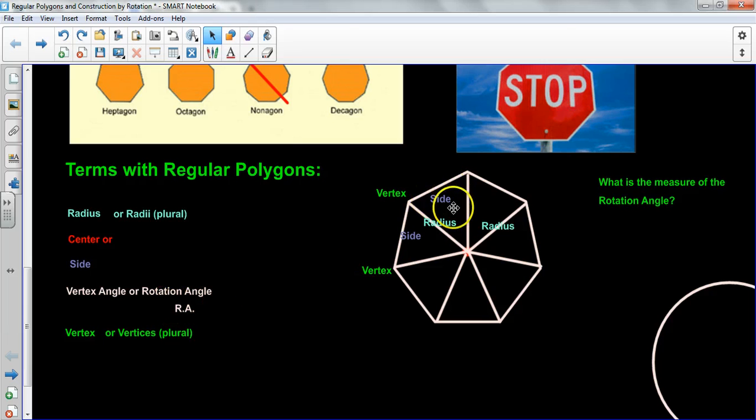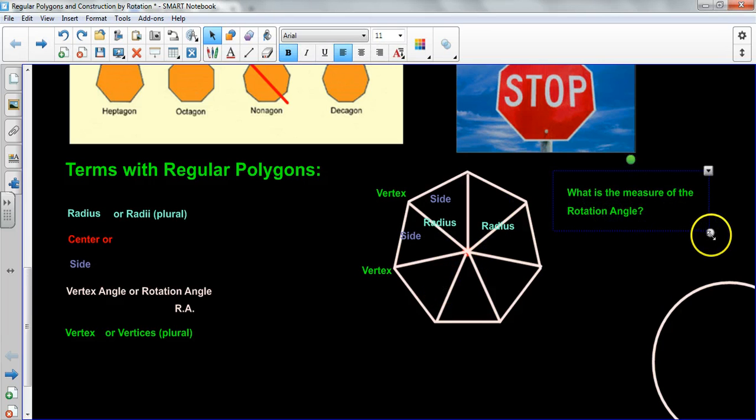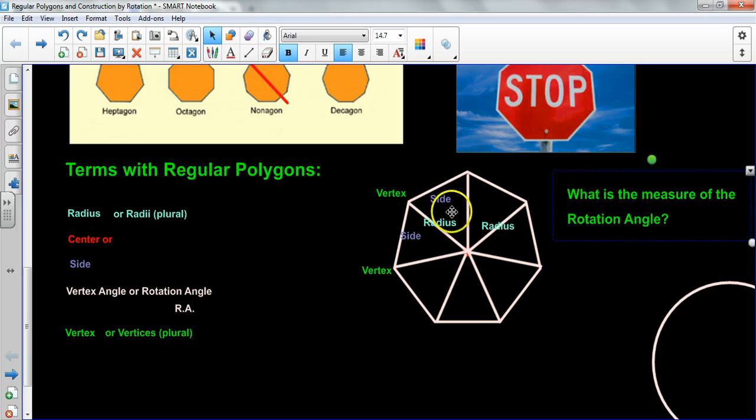And I'll show you why. Because we're going to construct these regular polygons using rotation. Okay, and that's why I ask you this question here. What is the measure of the rotation angle? So rotation angle would mean, what angle do we have to rotate this polygon so that it just maps back onto itself, right?